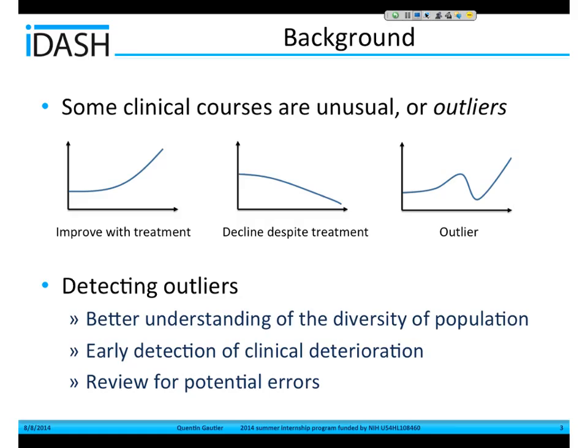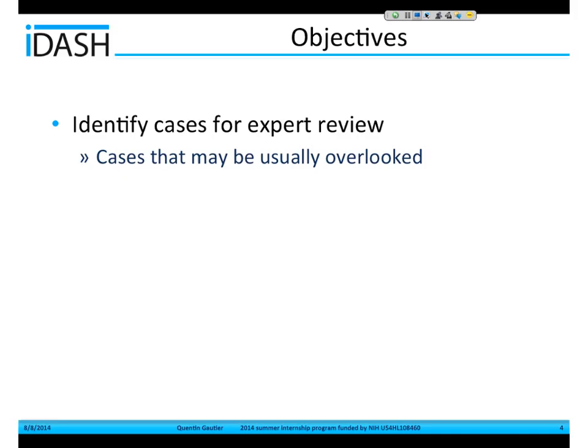And detecting outliers can be very beneficial to get a better understanding of the diversity of cases, the diversity of the population. It can also be very interesting if we have a robust model, we can detect these outliers during the course of treatment and therefore have an early detection of issues during the treatment. And it is also interesting to identify all these cases, to review them for potential errors, which is the focus of our study here. So, to identify these cases for experts to review them.